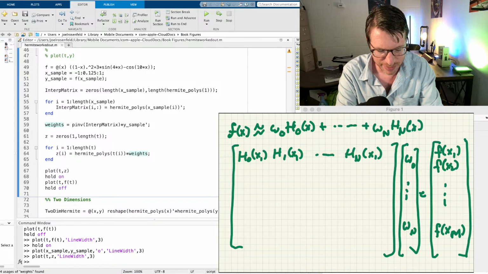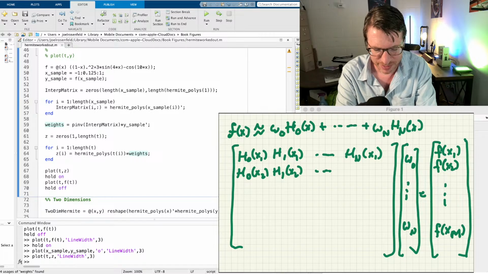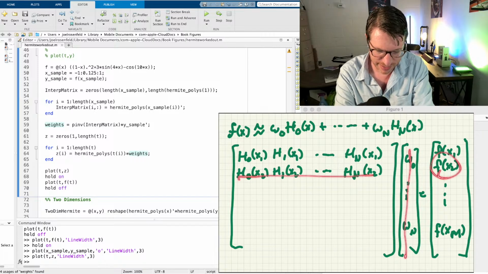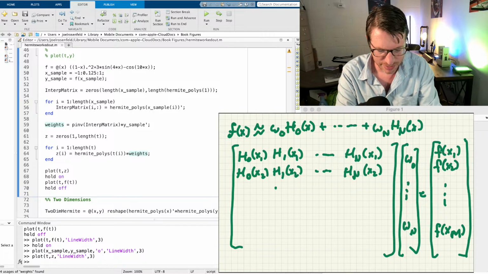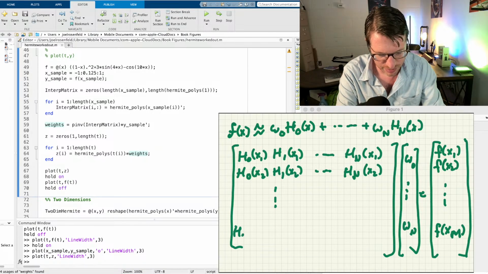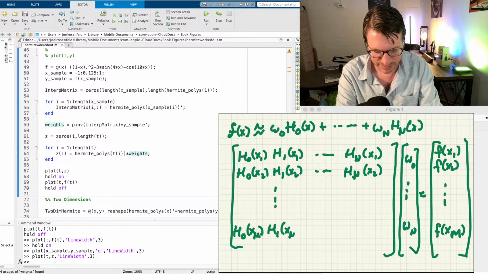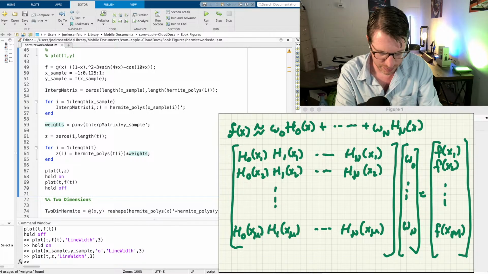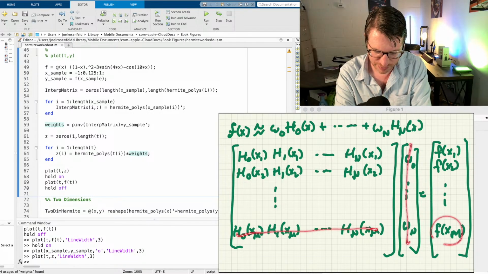And you want to just keep that going. So h naught of x2, h1 of x2, and so on, down to hn at x2. And so then this row times this should give us this value. And you just keep that going. So you get h naught at xm, h1 at xm, down to hn at xm. And so this times this should give you this.